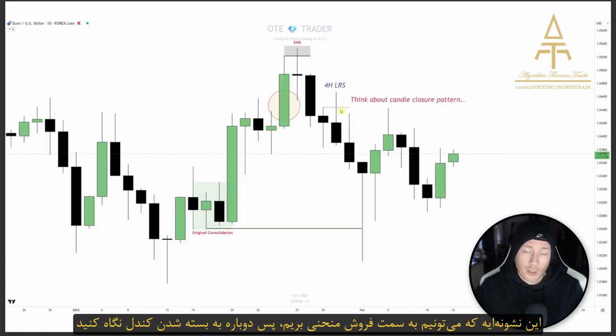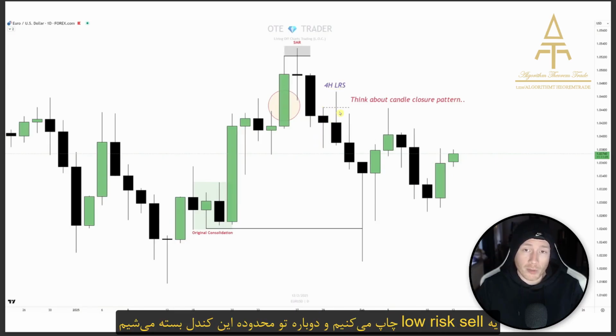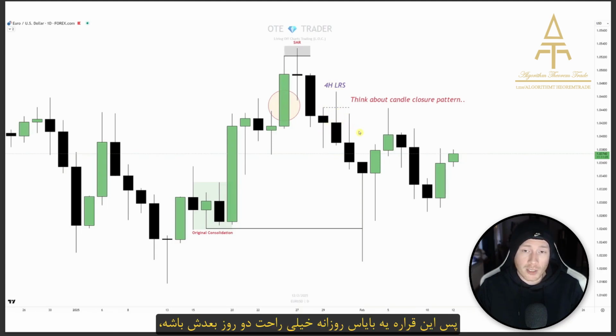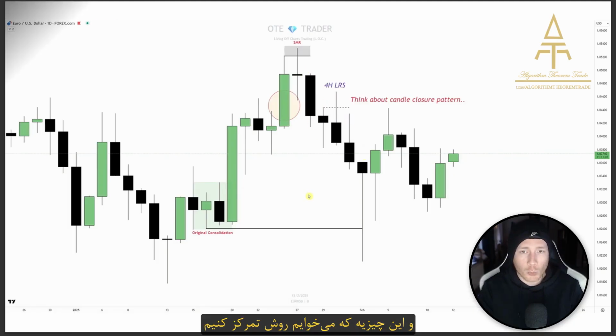So look at the candle closure. Again, we're talking about candle closure. Look at this bearish reversal pattern over here. We take out a high on the 4-hour time frame, we print a low risk sell and we close back in this candle's range. So it's going to be a very easy daily bias the next 2 days afterwards. So why focus on these candles up here when you can have the easiest daily bias after you get those confirmations, right? And that's what we want to focus on.